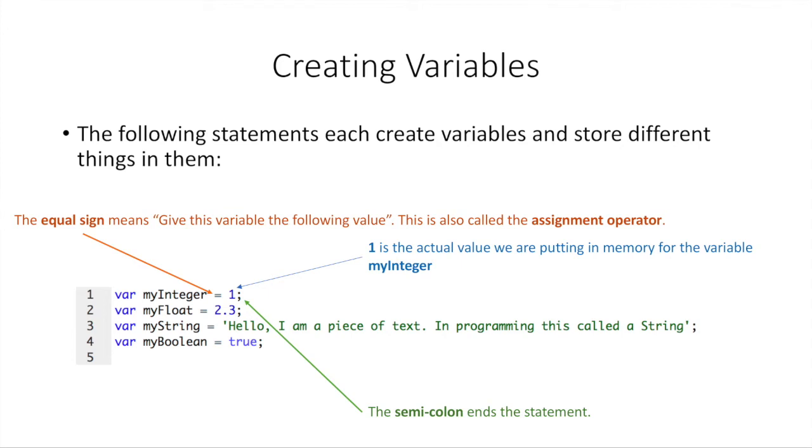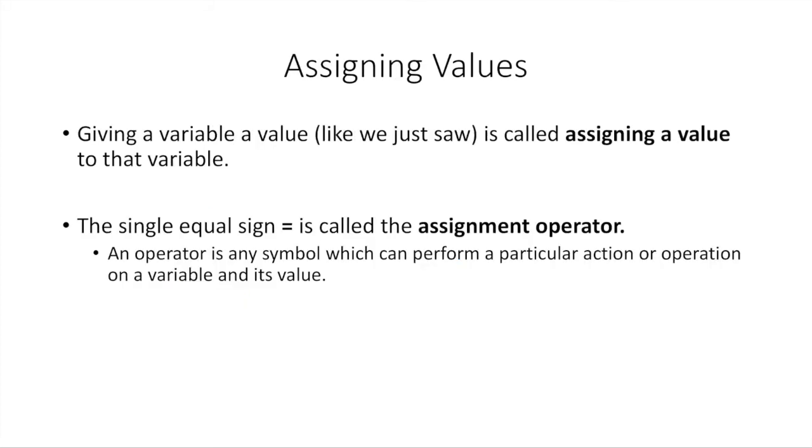And then the equal sign means give this variable the following value. This is also called an assignment operator. An operator is any symbol that says to do a particular operation, like plus, minus, equals, that kind of thing. 1 is the actual value that we're putting inside the variable. The semicolon ends the statement. Good. Assigning values. So that's what we just did. Giving a variable a value, like we just saw, is called assigning a value to that variable. And again, the single equal sign is not called equals. It's called an assignment operator. We went over that.